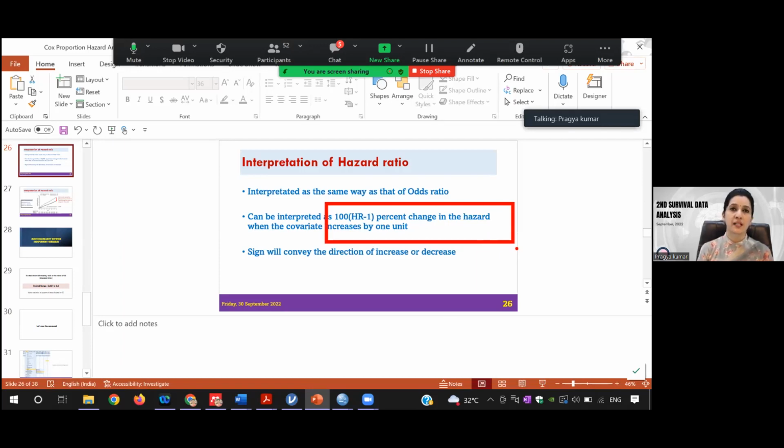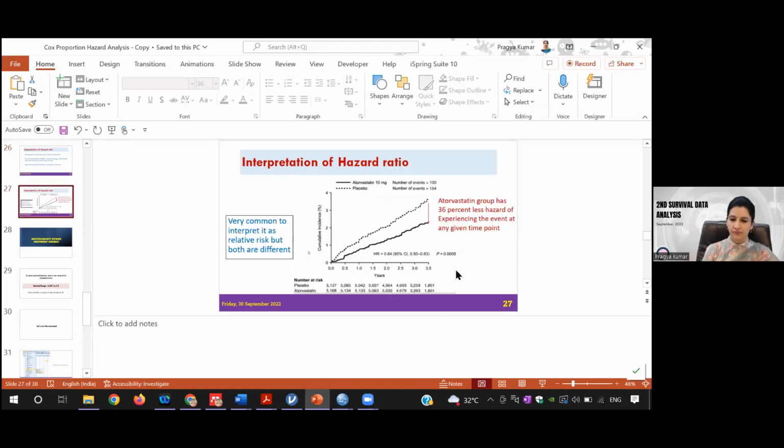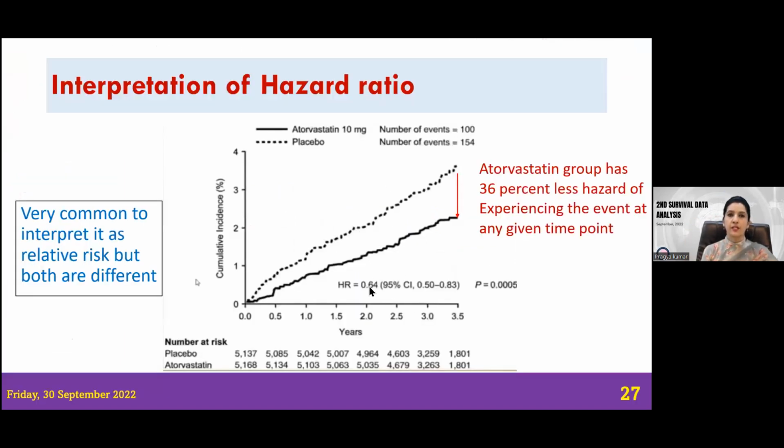I'll be explaining this in more detail when we actually see the table. So if I say the hazard ratio is 0.74. In this case, if you see, this HR is 0.64. So if I do 100 in the bracket multiplied by HR minus 1, what will be the value of 0.64 minus 1?